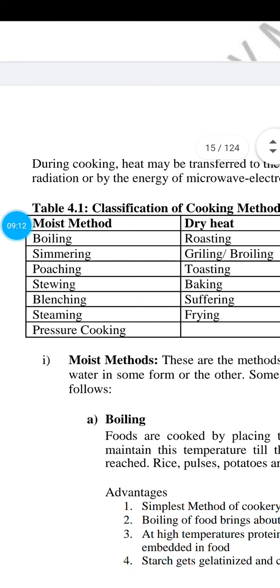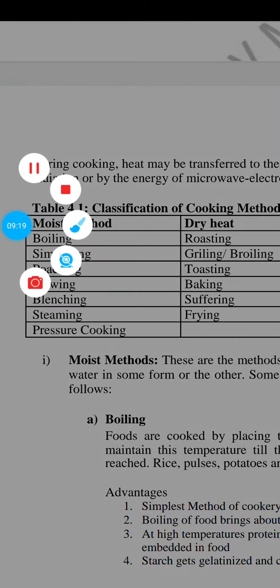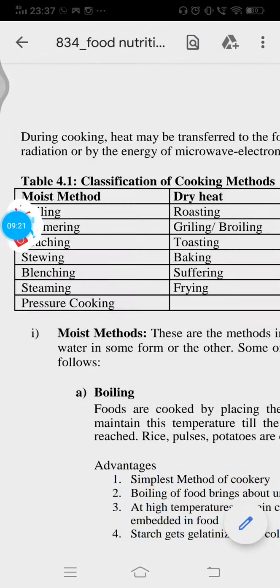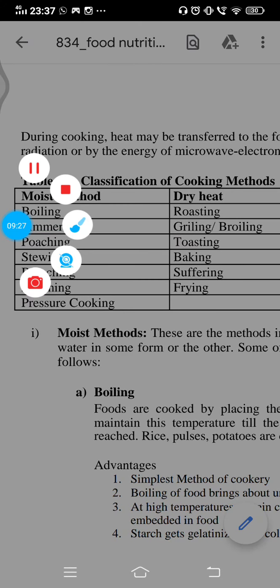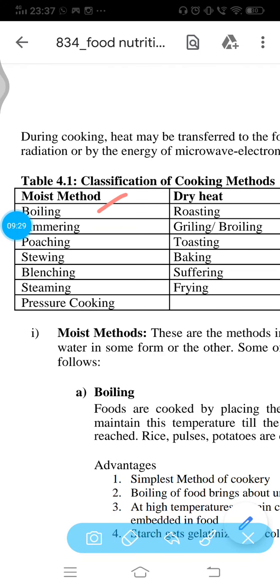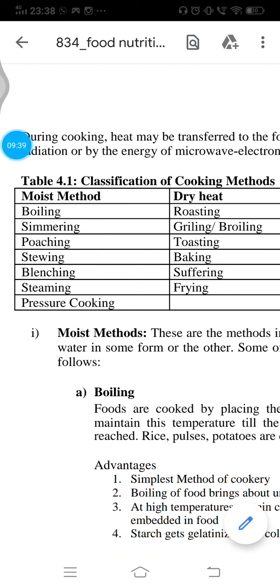Here certain classification or different methods of cooking are mentioned. We can see the different kinds of methods of cooking one by one. In the moist method of cooking, there are different parts: boiling, simmering, poaching, stewing, blanching, steaming, pressure cooking. Now the question arises, what are these cooking methods mentioned here? So let us see what the cooking methods are.